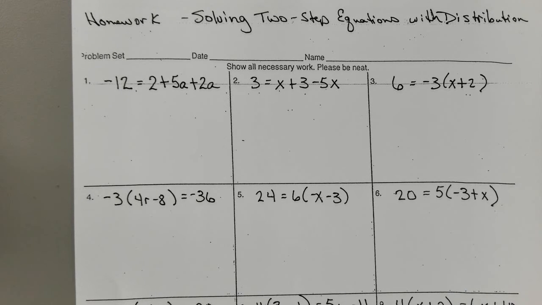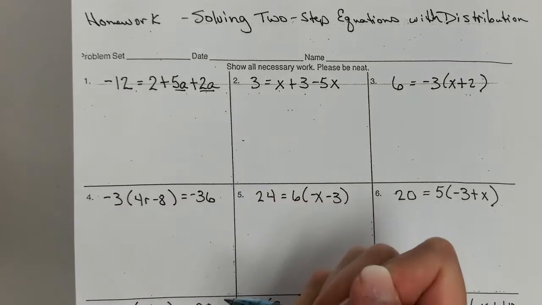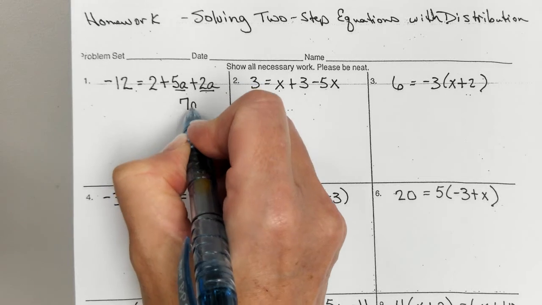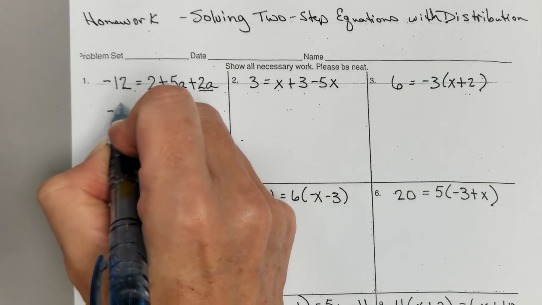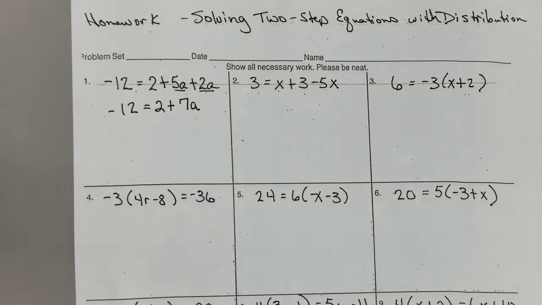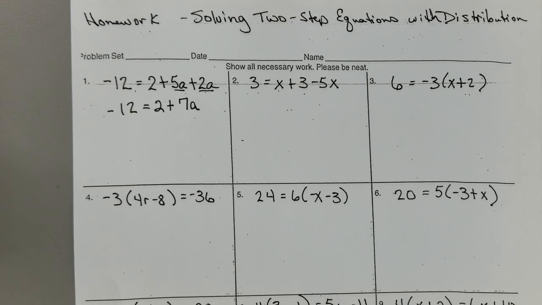The first thing you've got to do on these is make sure that you have combined your like terms. So if you look at this, we got 5a and 2a. Well, 5a plus 2a is 7a. So I have negative 12 equals 2 plus 7a. Then just solve the equation. That's what you're doing today, is solving two-step equations. So we're isolating that variable. We're working with our inverse operations to find that.